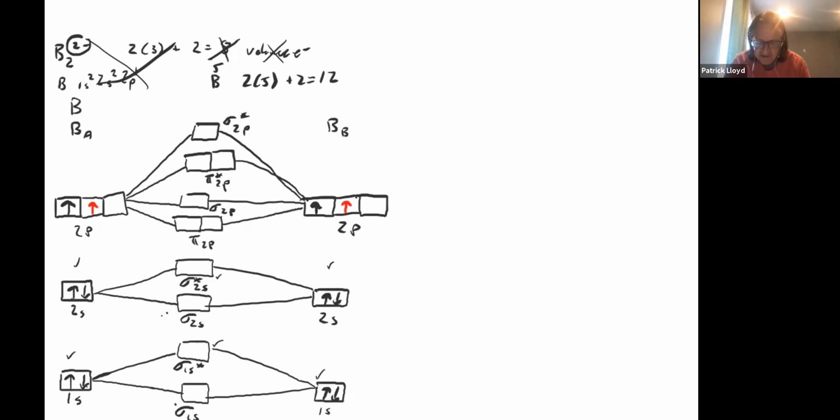So groups 1A through 5A, you use this diagram. Groups 6A, 7A to 8A, it's a slight variation, just looks a little bit different. Okay, just switches the orders of the sigma and pi stars.